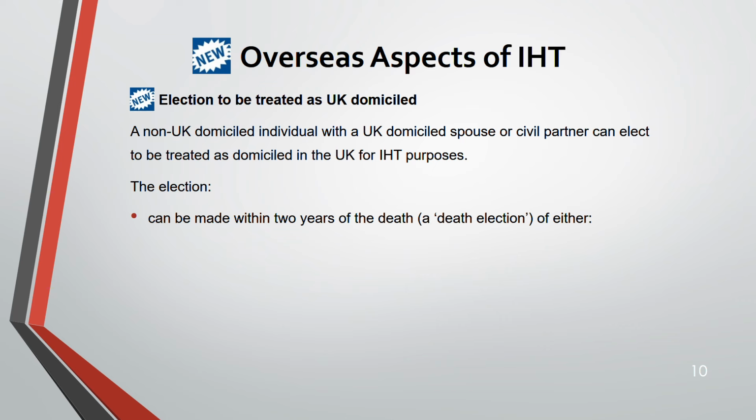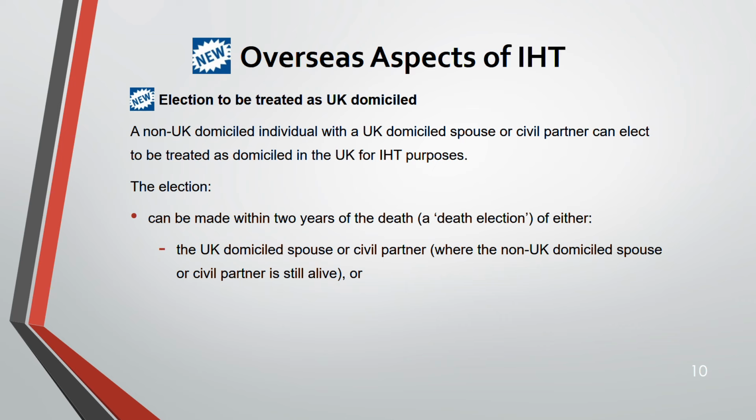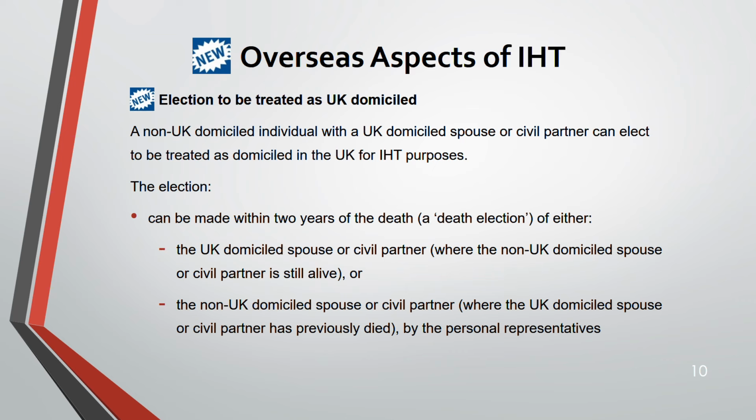Next, an election can be made within 2 years of the death. A death election of either the UK domicile spouse, where the non-UK domicile spouse is still alive, or the non-UK domicile spouse where the UK domicile spouse has previously died. Who will do this then? The personal representative. They can do this election.